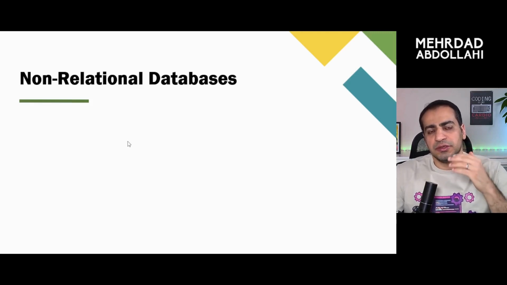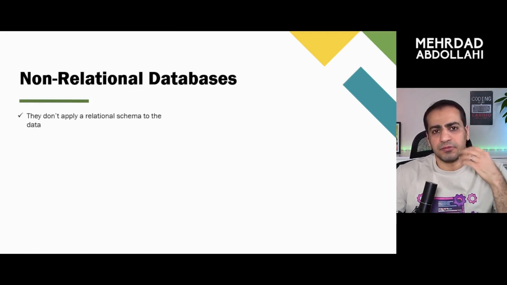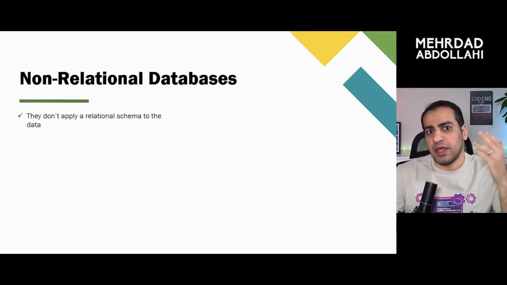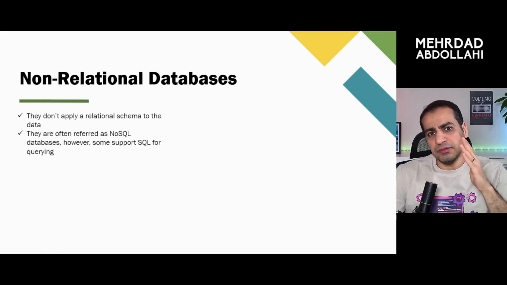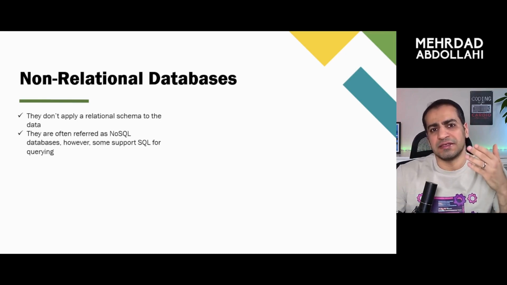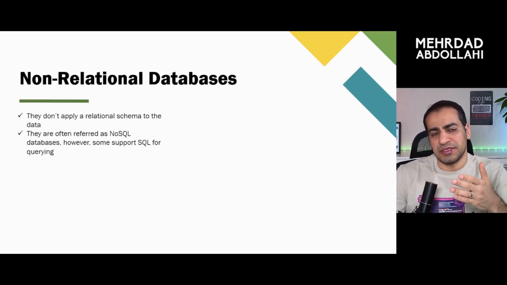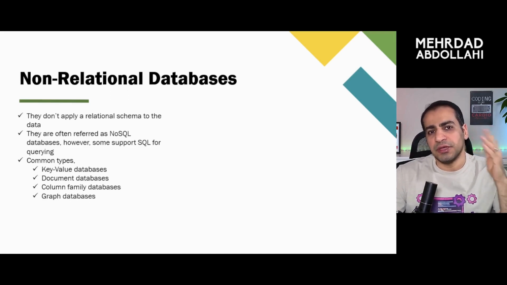We have non-relational databases that don't apply the relational schema to the data like what we had in a relational database. And they are often referred to as NoSQL databases. However, SQL is usable in some of them to query the data. Some common types of non-relational databases are key value databases, document databases, column family databases, and graph databases.